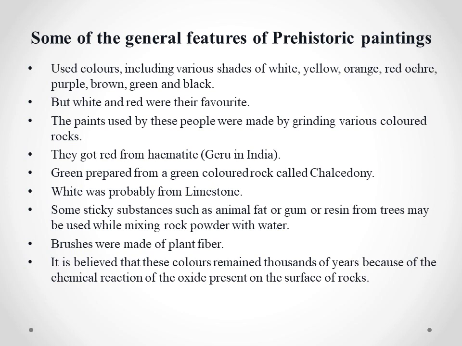Green was prepared from a green colored rock, and white is probably from limestone. Some sticky substance such as animal fat, gum, or resin from trees may have been used while mixing rock powder with water. Brushes were made of plant fiber. It is believed that these colors remain for thousands of years because of the chemical reaction of the oxide present on the surface of rocks.